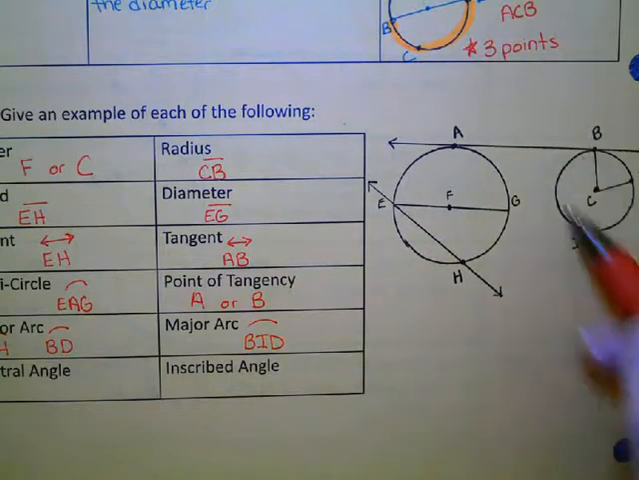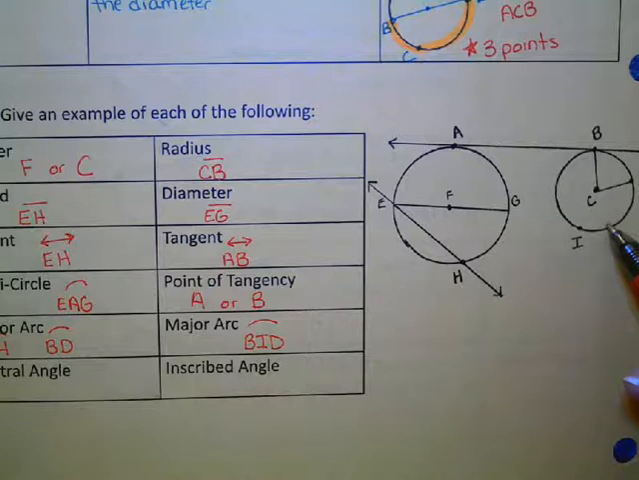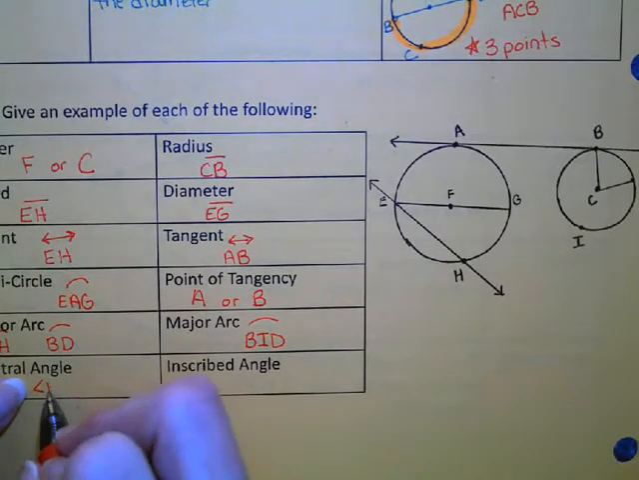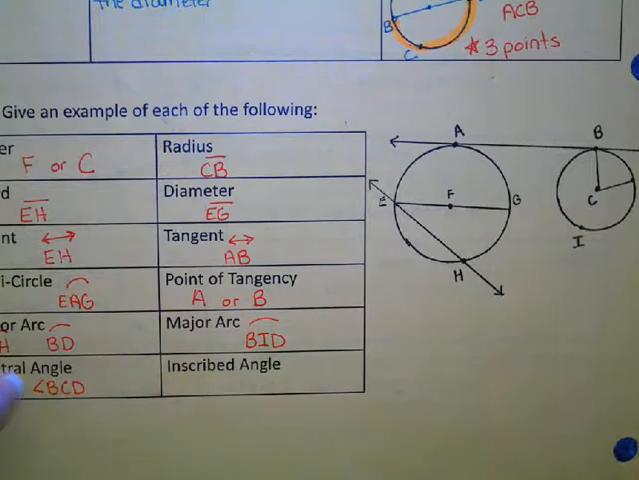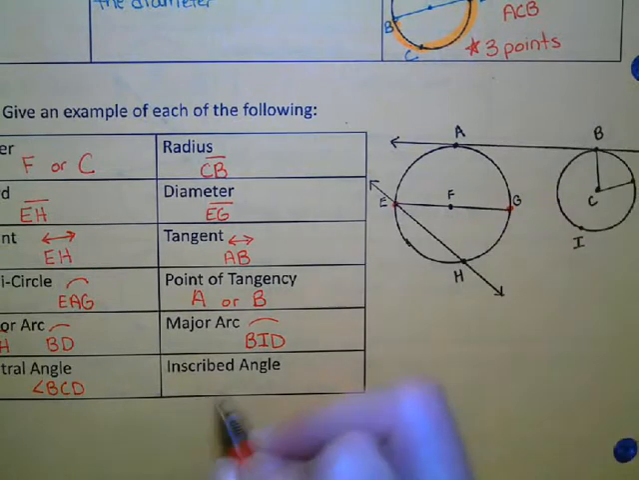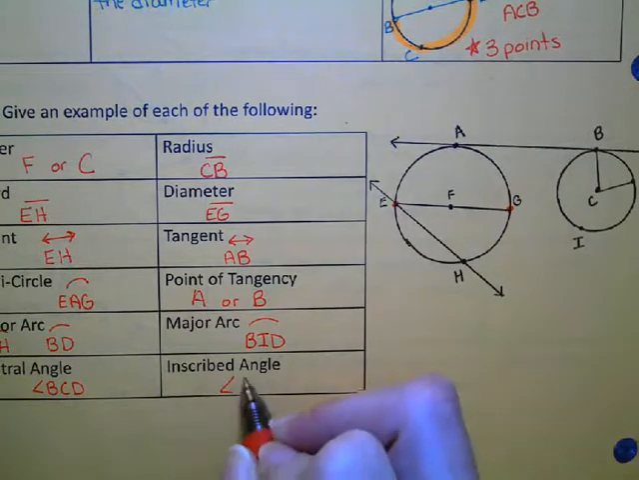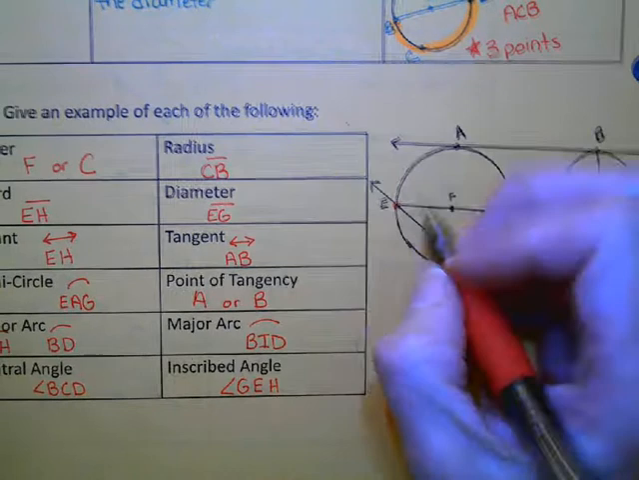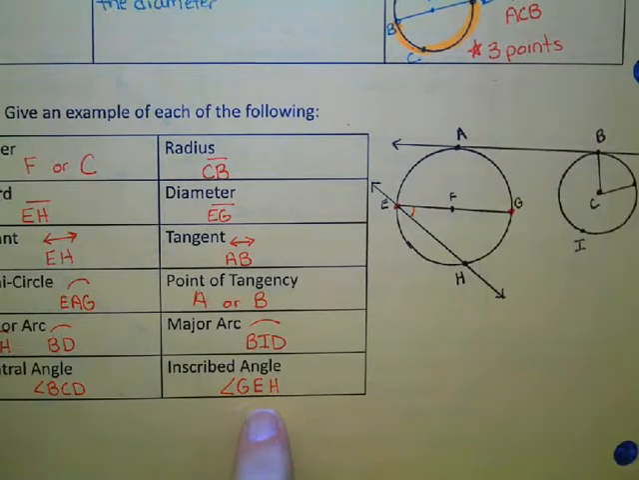A central angle is the angle at the center, so I'm going to say angle BCD. Inscribed angle is the angle that has to have all 3 points on the circle. So I would say angle like GEH. For inscribed, you can only use points that are on the circle when you're naming that angle. Alright, so that's some vocab and how to identify it in a picture.